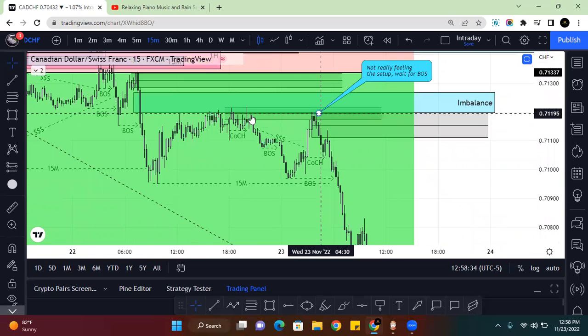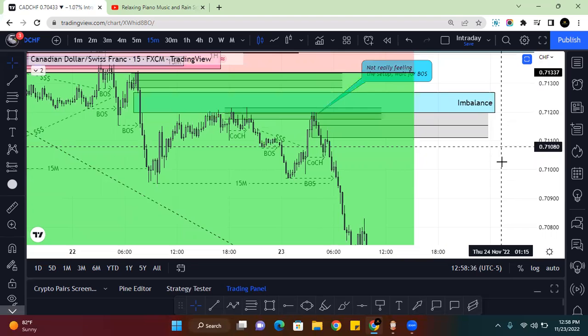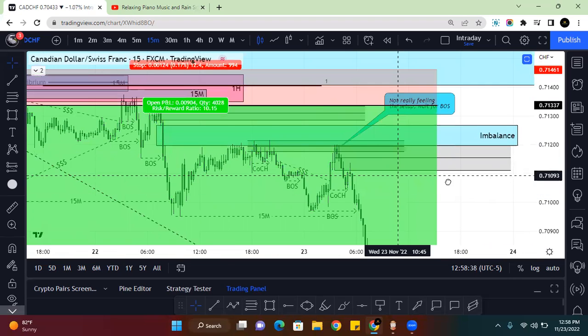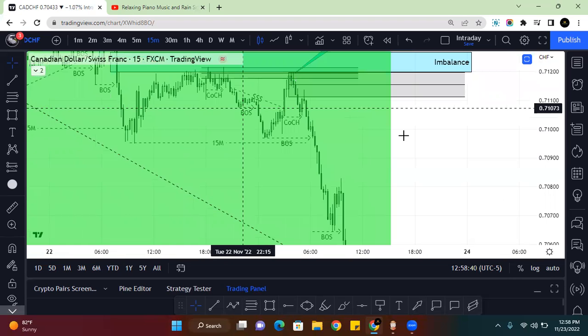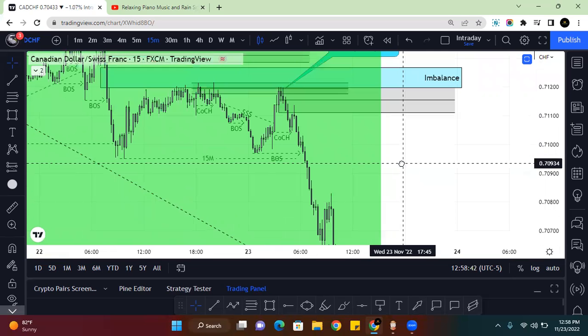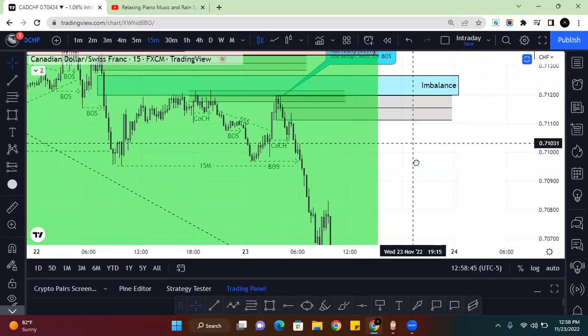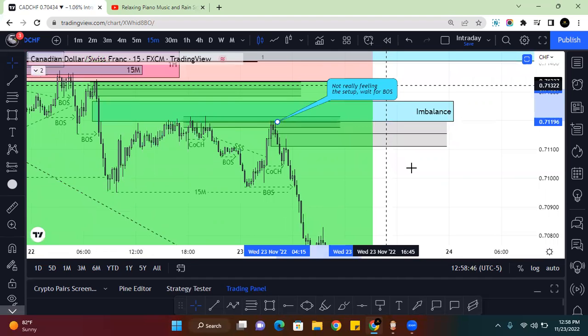I wanted to know if price is going to trade above this, take this liquidity and use this one, or is it going to have a continuation? Unfortunately, by the time I did see it, the continuation had already happened. It was just too late. I just wasn't feeling the setup, honestly. If you're not feeling the setup, don't take it, right?